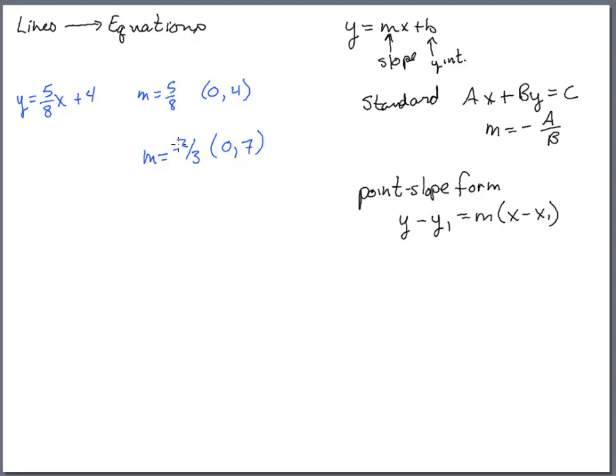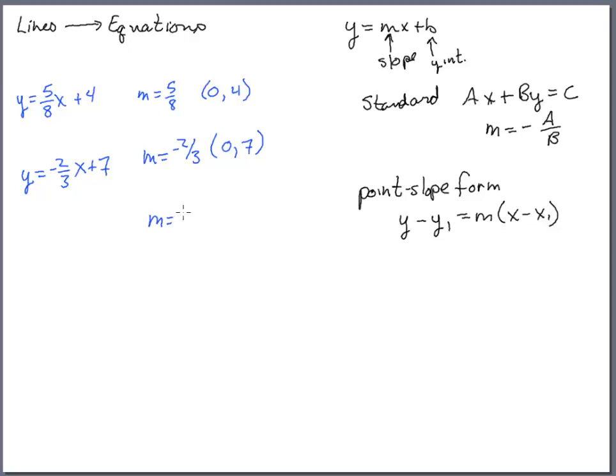And certainly it is. You take this and you say, well, it's got to look like this. y equals negative 2/3 x. Here's the y-intercept, 0, 7, so we stick it right there. And we have it.